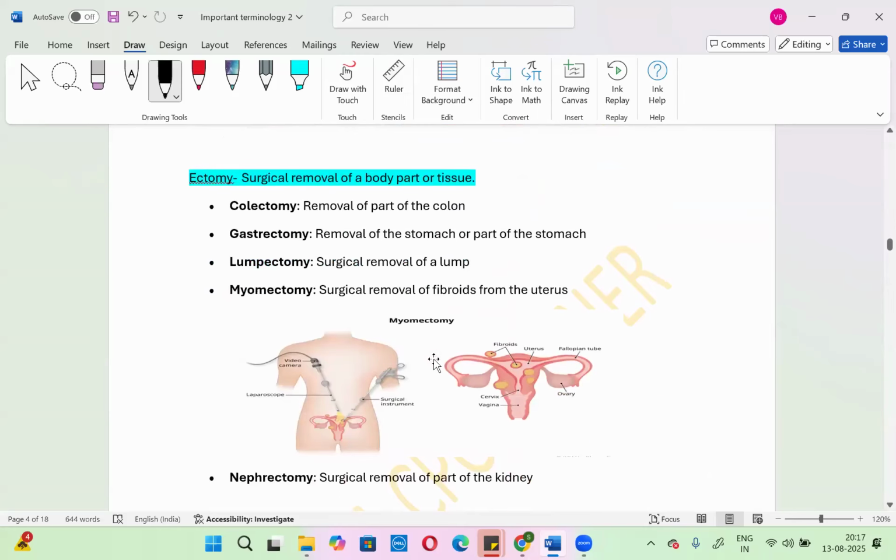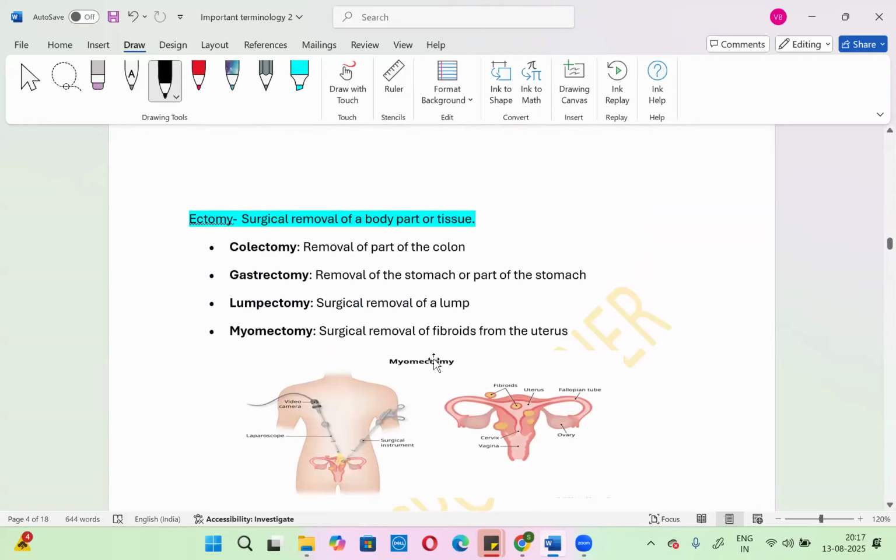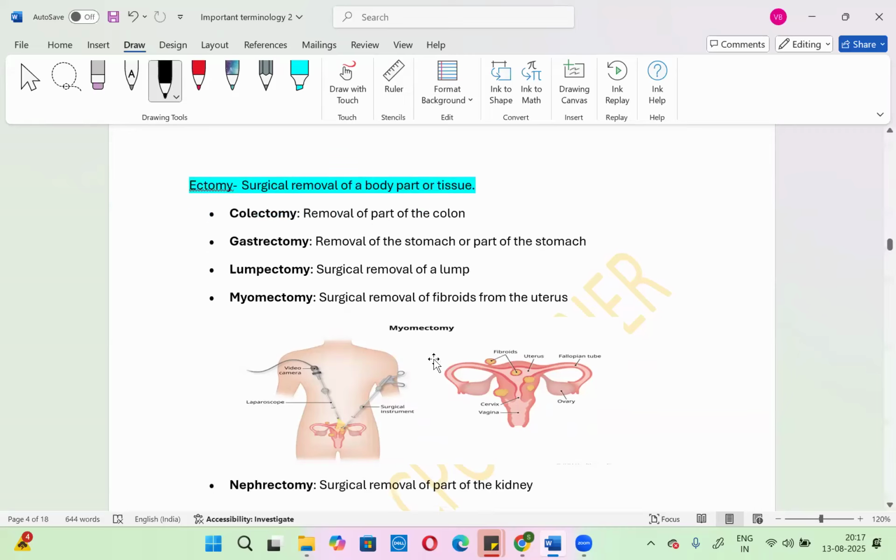Okay, now next comes ectomy. What is ectomy? Ectomy is nothing but surgical removal of some organ or some part of the body tissue. Ectomy, removal. Where can we see this? Colectomy, gastrectomy, lumpectomy, myomectomy, nephrectomy. Now here, ectomy is a removal. Where and in which location are they removing? Colon, which is nothing but the large intestine. Okay. Ectomy means removal.